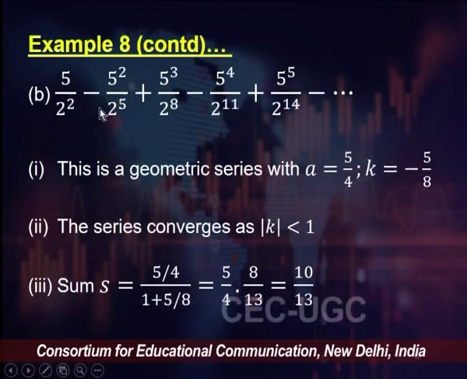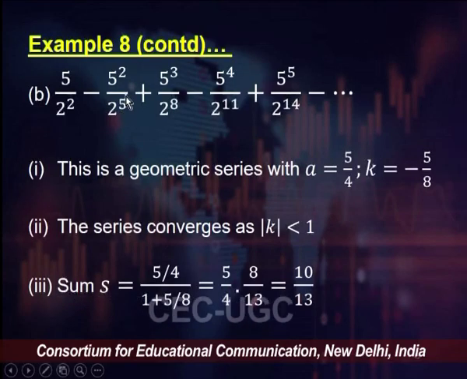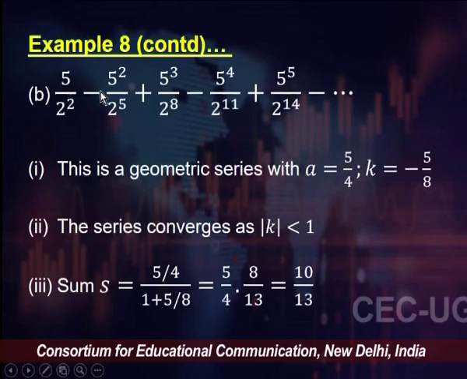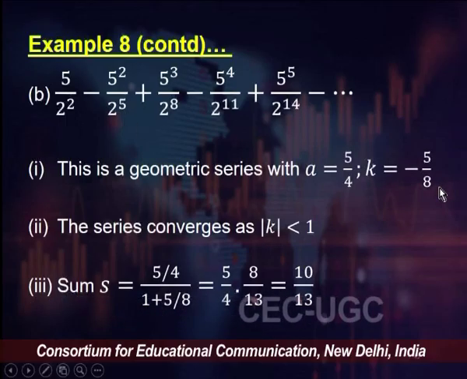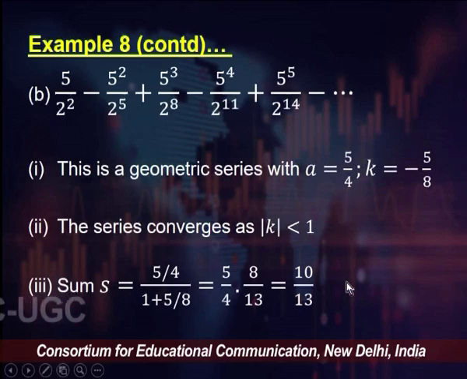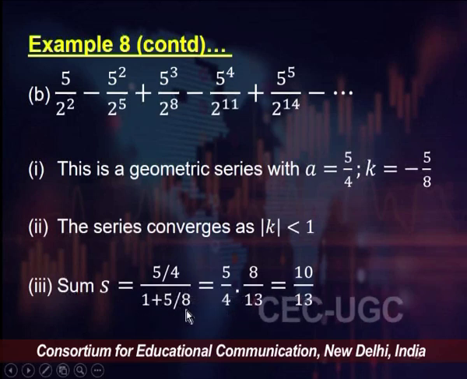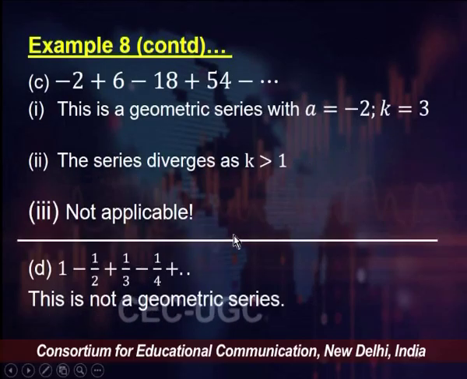If I take the ratio, it's clearly a geometric series because the ratio is the same for every two successive numbers. There's a minus sign in every alternate number, so there will be a minus 5 by 2 to the power 3. So minus 5 by 8 is the common ratio, and again in absolute terms this is less than 1. So the series converges, and the sum of the series will be a, which is 5 by 4, divided by 1 minus r, which is 1 plus 5 by 8, and that gives us 10 by 13. Let us look at a few more examples.